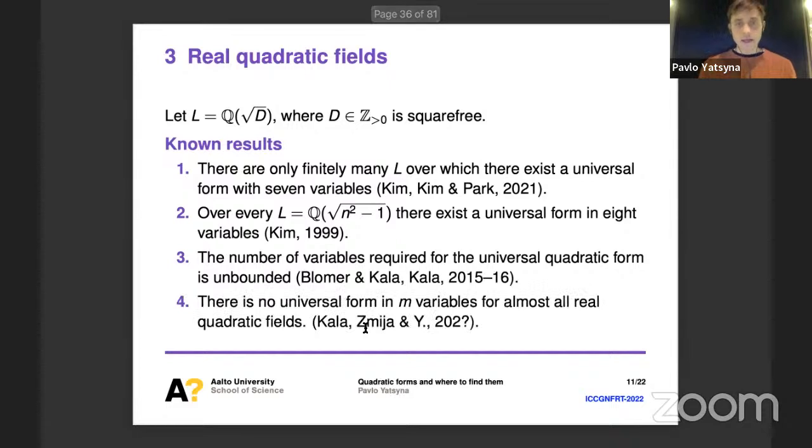And in a recent result in joint work with Kalla, Zmija, and me, we show that there are no universal quadratic forms in n variables for almost all real quadratic number fields. So the density of number fields over which you have a universal form in 8 variables has natural density 0. And let me give you some flavor of what goes into the proof of this theorem.